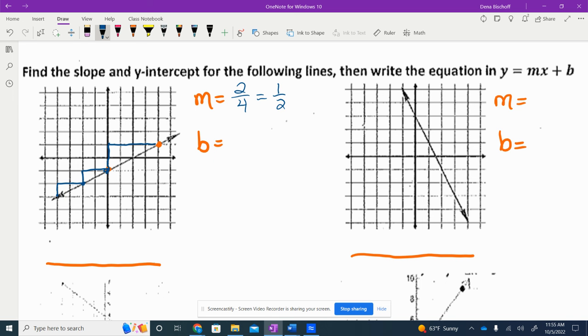Okay. Where does my graph cross the y-axis? It crosses at -1. So my equation, y equals my slope, 1/2 x plus my y-intercept. And my y-intercept is a negative. So I'm just going to write -1. You could write y equals 1/2 x plus -1, but I think that looks weird. What do you think? You think it looks cool? No, it doesn't. I want you guys to not write plus a negative.